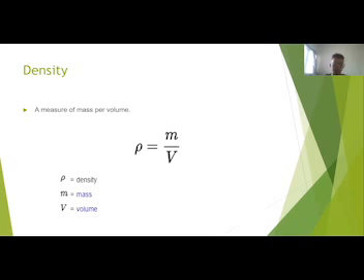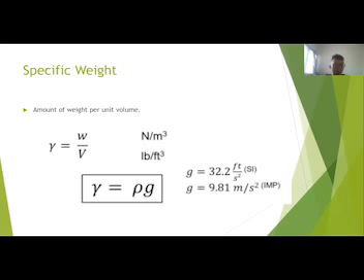So what is density? Density is a measure of mass per volume. The equation is ρ equals mass per unit volume. Specific weight is the amount of weight per unit volume. The equation is specific weight equals weight per unit volume. Specific weight can be equal to density times gravity. The unit is Newton per meter cube or pound per feet cube.